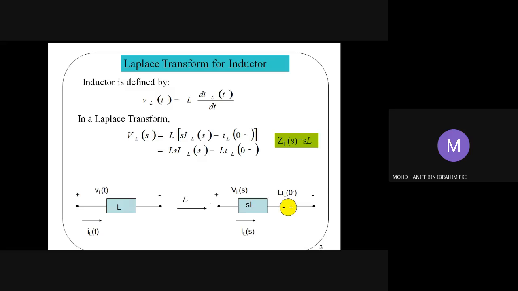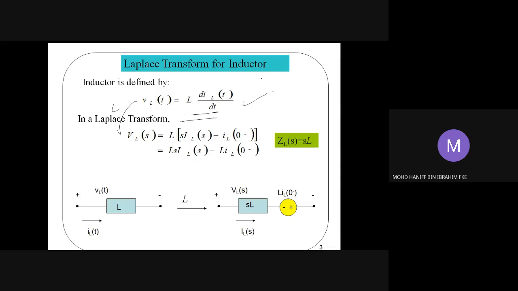The second one is the transformation of the inductor. This is the very popular equation for the inductor: V equals L di/dt. I think all of us have seen this equation before. Now we're going to transform it into Laplace, into the S domain. This will involve the properties that we learned yesterday.